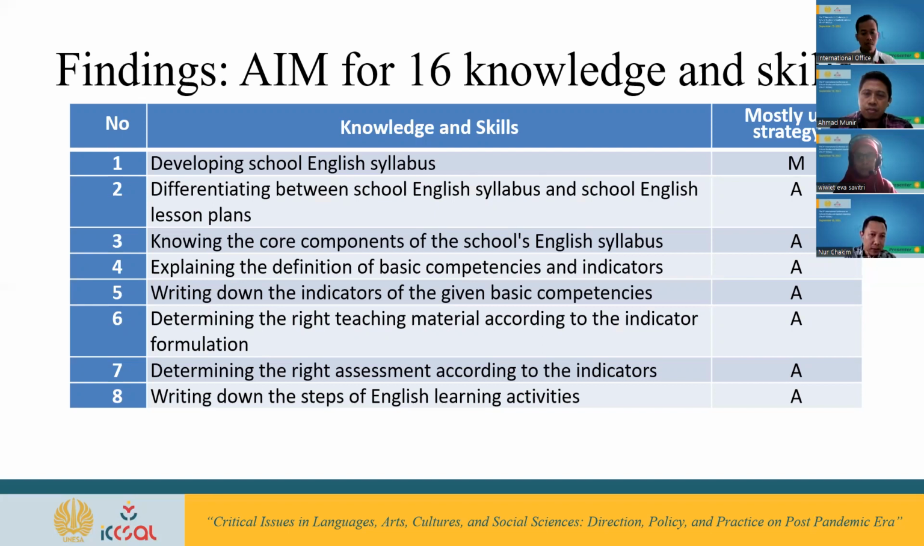The first is developing school English syllabus, and the second knowledge and skill is the difference between school English syllabus and school English lesson plans. And the third is knowing the core components of the school's English syllabus. And then number 4, explain the definition of basic competencies and indicators. Number 5, writing down the indicators of the given basic competencies.